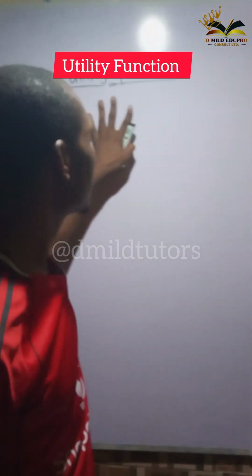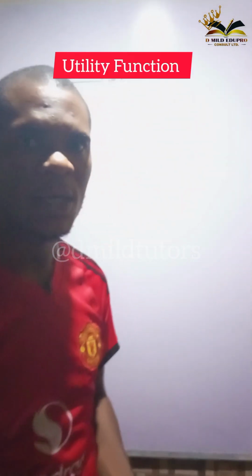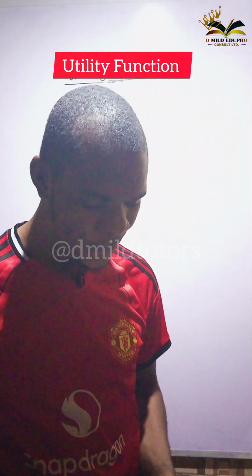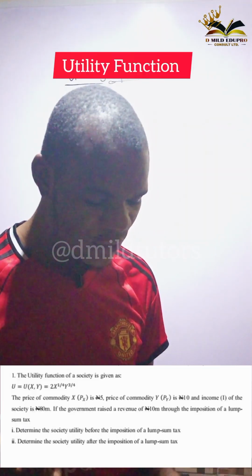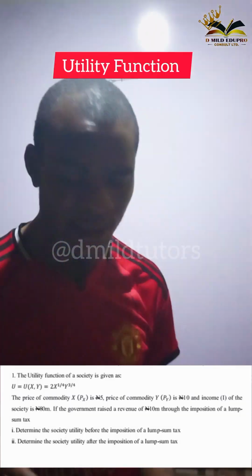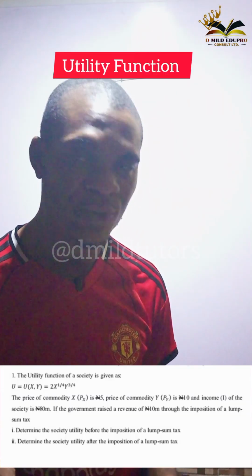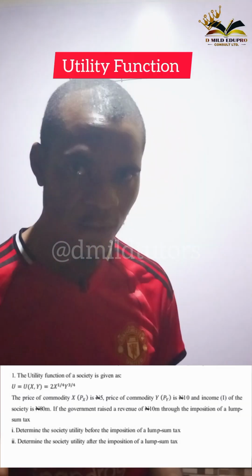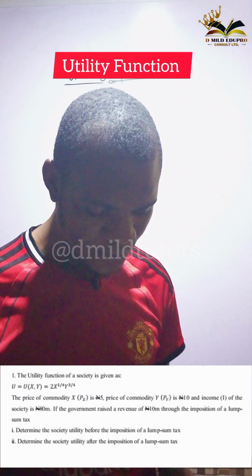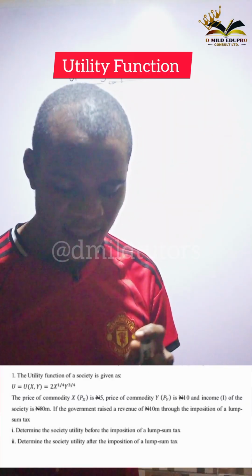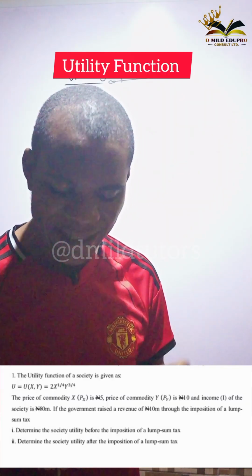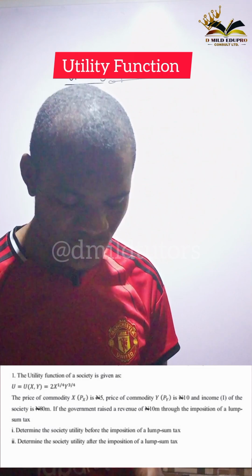Today we are going to be looking at utility function, and I have this question that I want us to solve together. Is that okay? Now the question is this: the utility function of a society is given as u = u(x, y) = 2x^(1/4) y^(3/4). The price of commodity x is 5 million, the price of commodity y is 10 million, and the income of the society is 18 million.